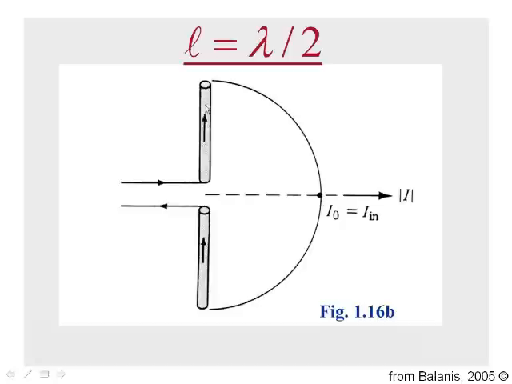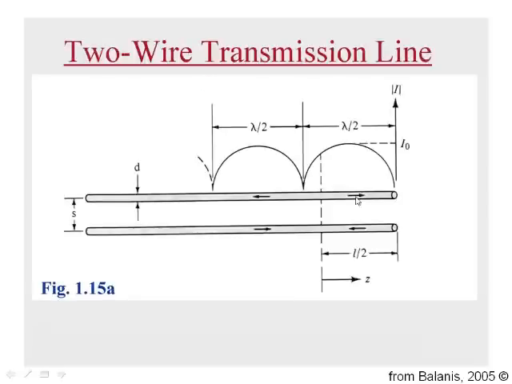But notice the directions of the current. Let me go back for a couple of slides. Notice here that if I have any current flowing on one conductor, there must be an equal and opposite current flowing on the other conductor.